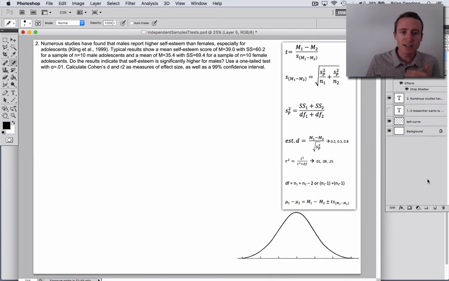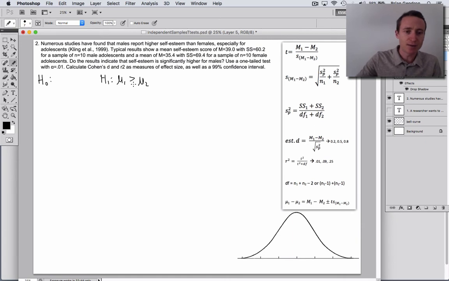So we're going to do a one-tailed test, and let's start with our hypotheses, H0 and H1. For a one-tailed test, the alternative hypothesis is the one that includes the prediction about the direction of your effect. So we expect group 1, males, to have a higher self-esteem on average than group 2, which are females.